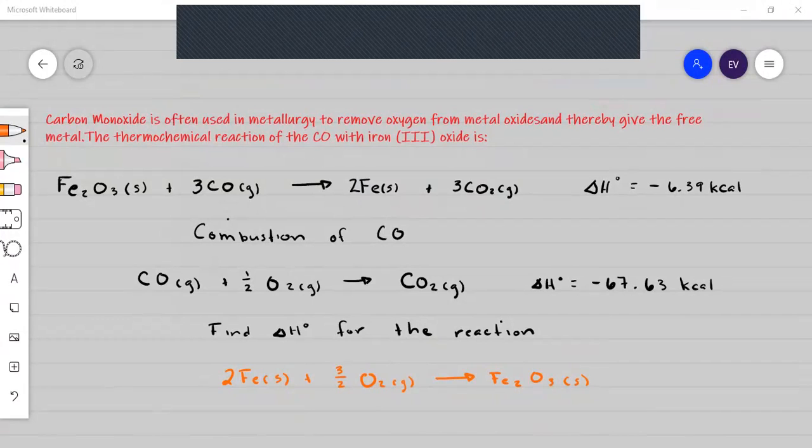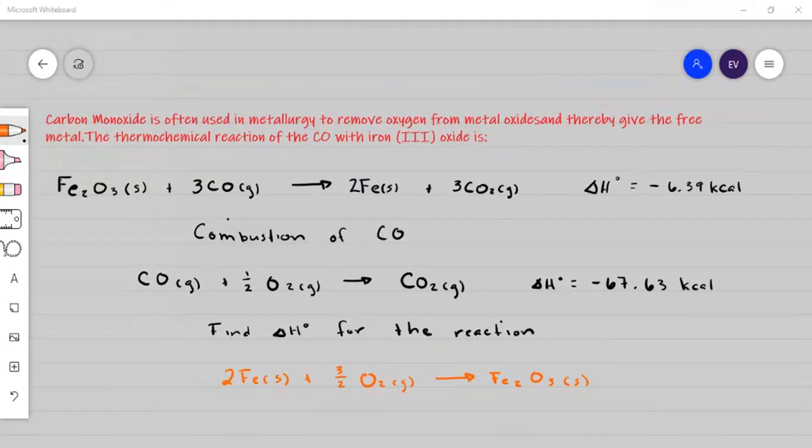Okay, so the question says carbon monoxide is often used in metallurgy to remove oxygen from the metal oxides and thereby give the free metal. The thermochemical reaction of the carbon monoxide with iron oxide is as follows. Iron(III) oxide reacts with carbon monoxide to form 2 moles of iron and 3 moles of CO2. That has a heat of formation of negative 6.39 kilocalories.